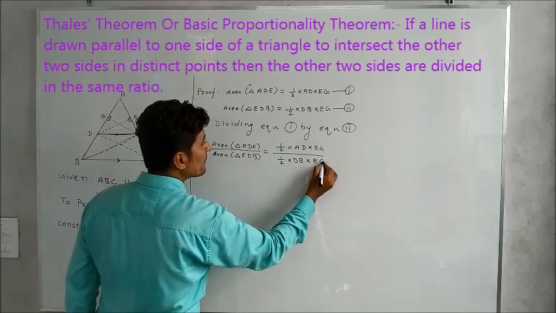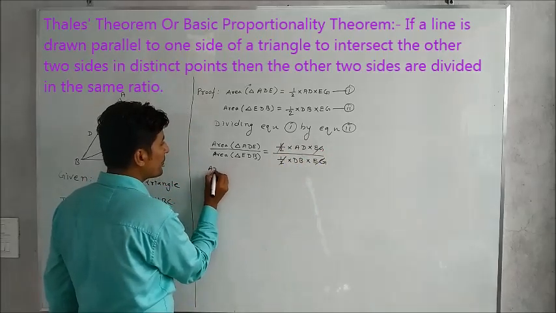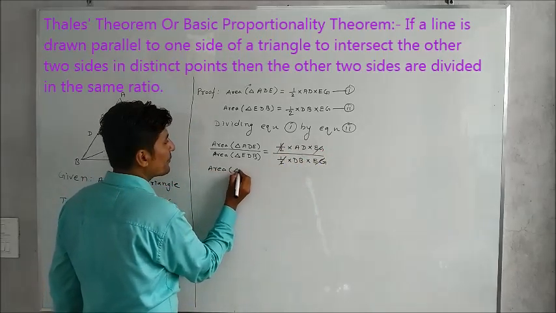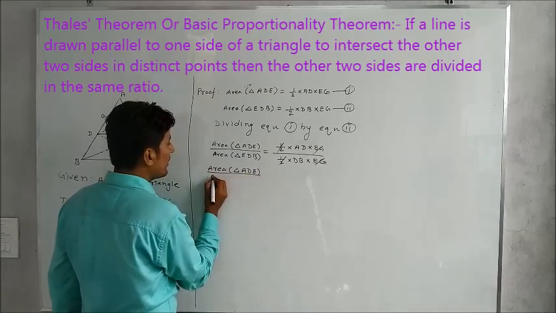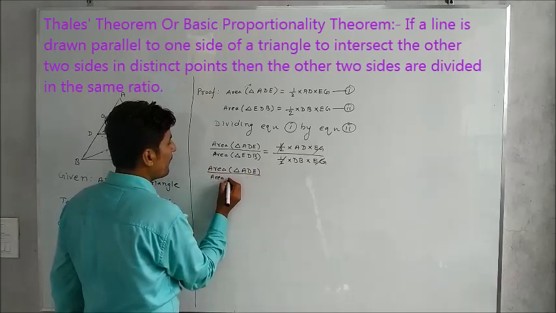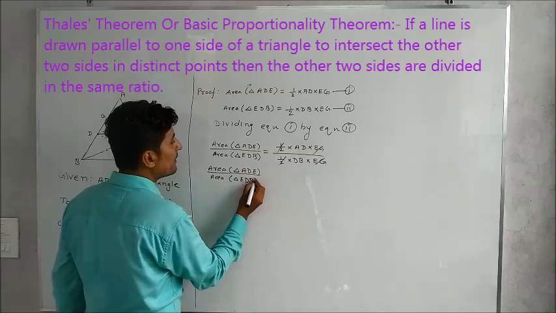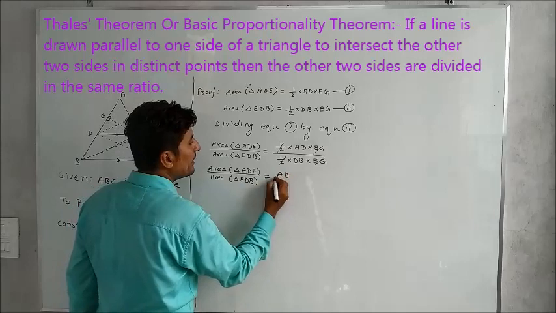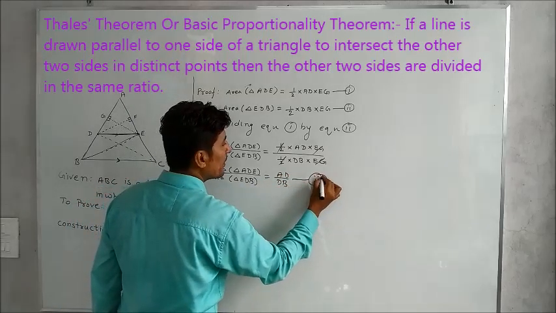So EG cancels, 1 upon 2 also cancels. Finally, we have the equation: area of triangle ADE upon area of triangle EDB equals AD upon DB. This can be equation number 3.